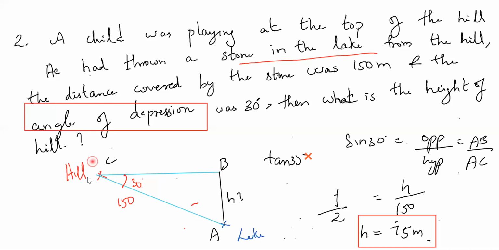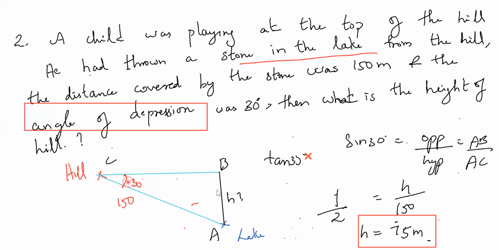A hill is there, a boy is playing on the hill. Then a lake is there, he's throwing the stone to the lake. So the longest side will be the hypotenuse, that is given as 150 meters. We have to find the height of the hill. Only from the lake can we know how much height it is, because the lake is on the ground.